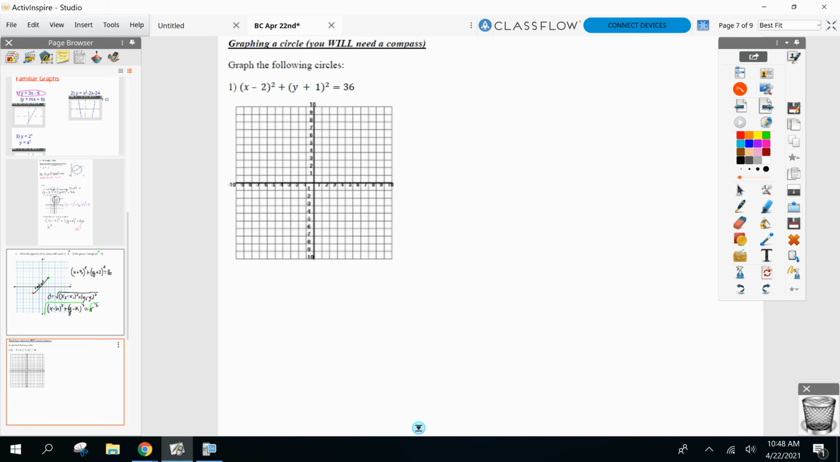All right, graph the circle. Well, if you're going to graph it, you're going to need two things. Where do I start? The center, and then how long is the radius?